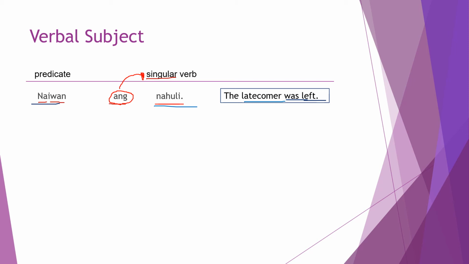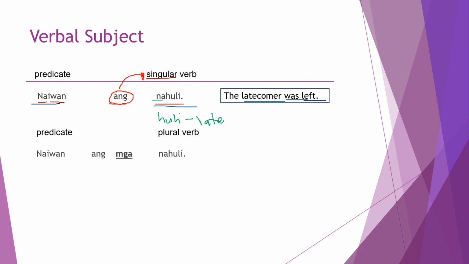So originally, this word comes from this one, huli. And huli means late. If we add this particular prefix na, it becomes nahuli, which means latecomer in English already. So naiwan ang nahuli. The latecomer was left. Let's have an example with the plural verb.